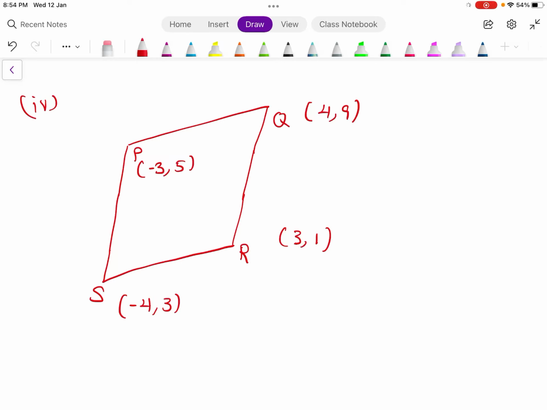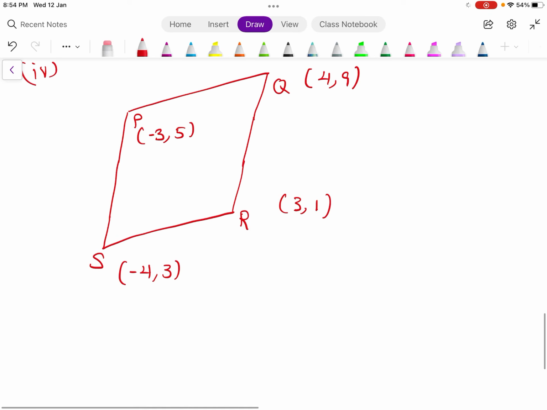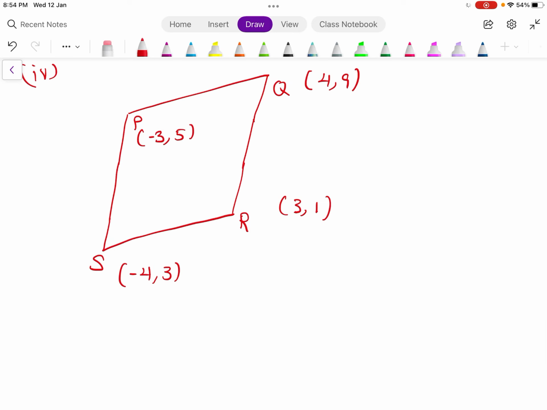Alright, so for question 8, part 4, the last question, we are required to find the area of the rhombus. For this type of question, for A maths, we always use the shoelace method. Let me teach you how to tie the shoelace. First thing first, whenever you tie the shoelace, you must ensure that you go anti-clockwise.